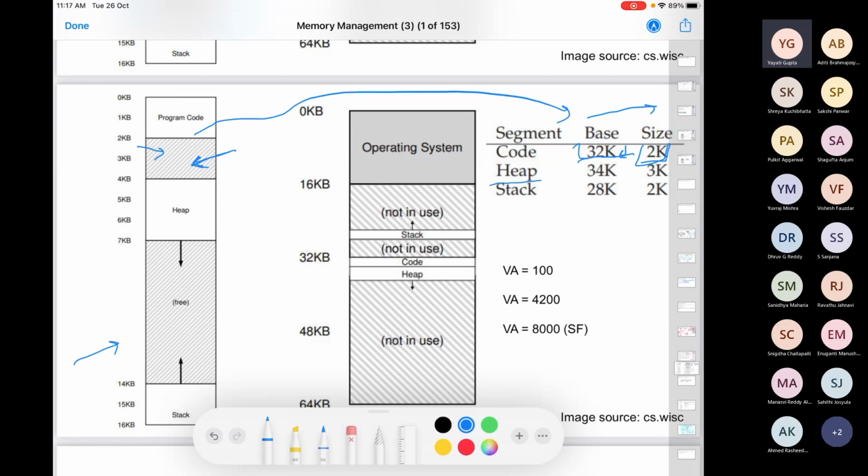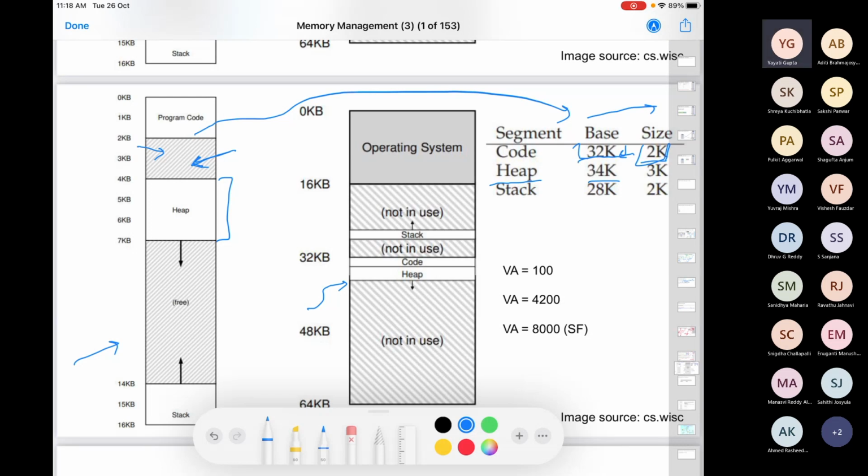Similarly for your heap, the base register is 34K. So it is the point here where your heap is getting loaded in the physical memory, and its limit register is 3K. Again, you should not look for any address beyond that 3K space. Same holds for stack.